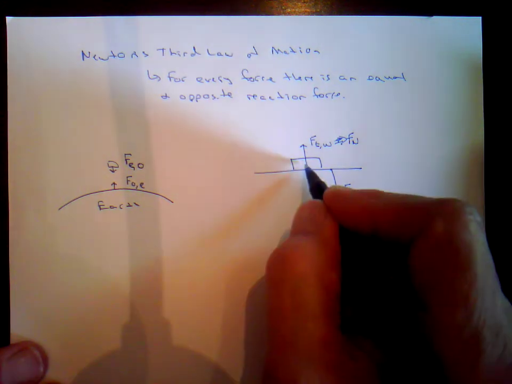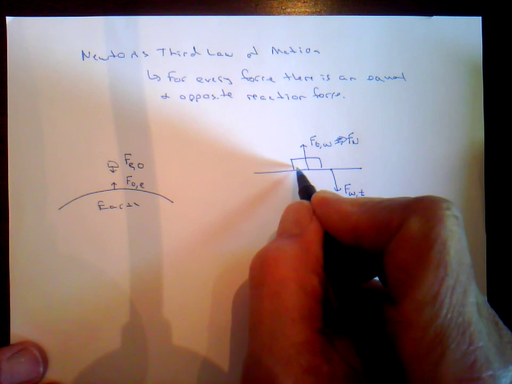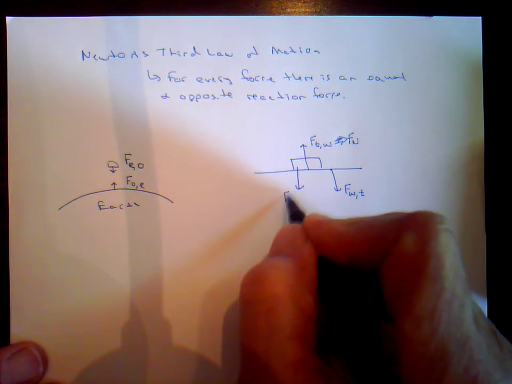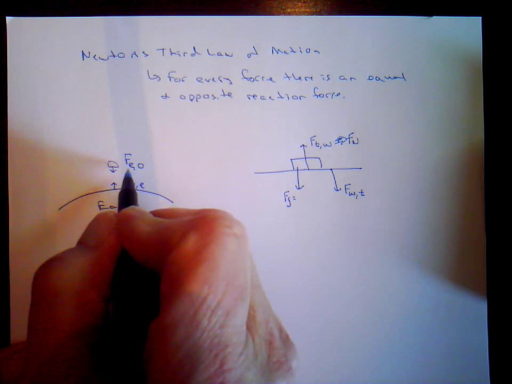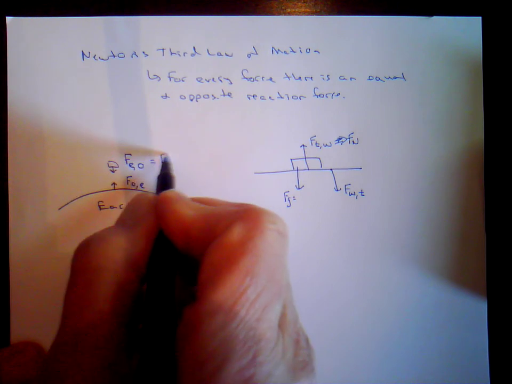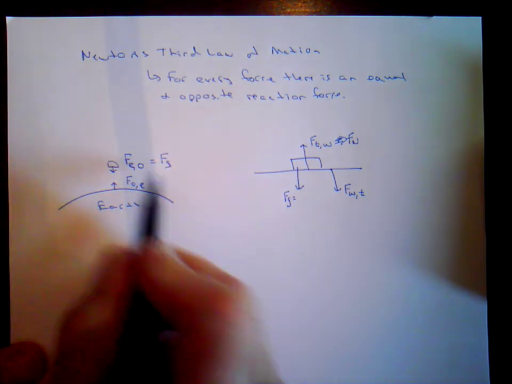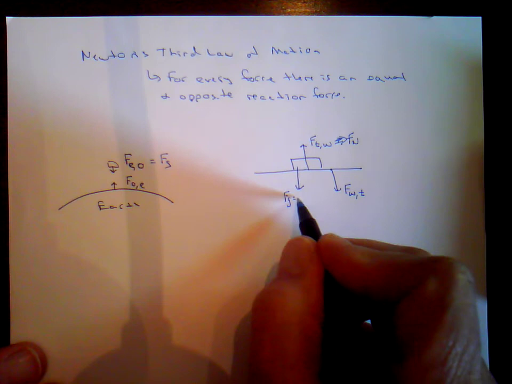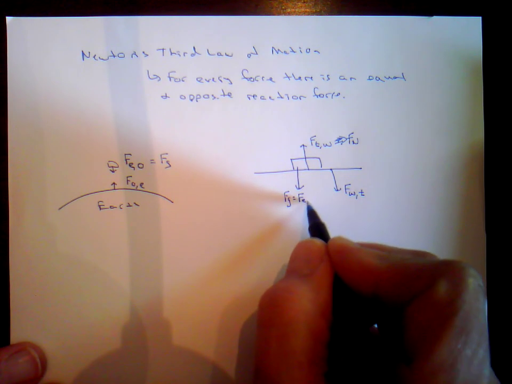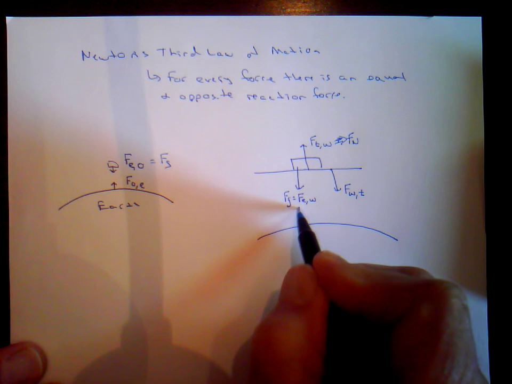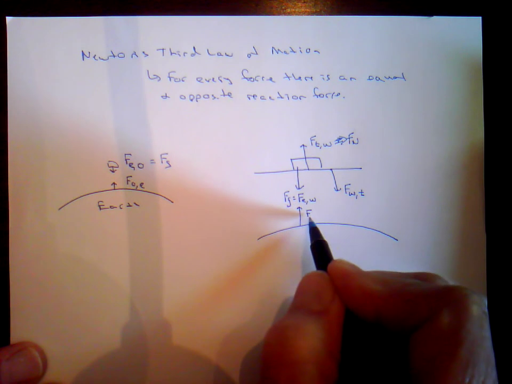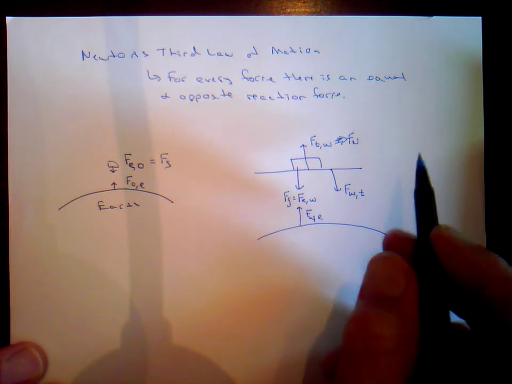Now there's also a force of gravity on this piece of wood. This is the force of gravity. We're going to write it this way, because this object falling to the Earth, this is the force of the Earth on the object. This is also what we call the force of gravity, just written a slightly different way. So this force of gravity is the force of the Earth on the wood. The reaction force, same magnitude, has to be the force of the wood on the Earth.